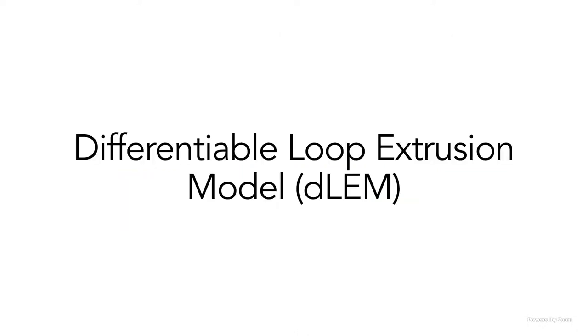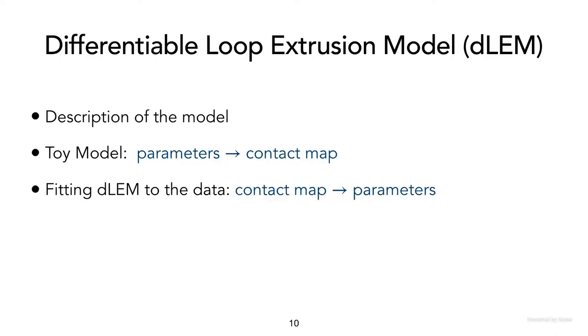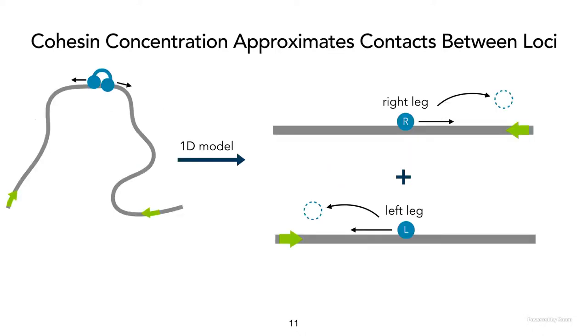So for the rest of the talk, I will present to you a differentiable loop extrusion model, or DLM. I will first describe how we design the model, and then we will look at the toy model where we will map parameters that we design into a contact map. And then after, we will fit our model to the data, and that way we will acquire parameters from the contact map or from the experimental data. So let's first design the model.